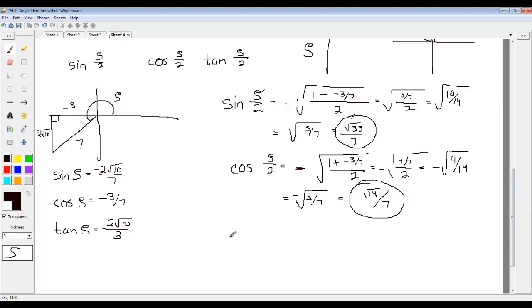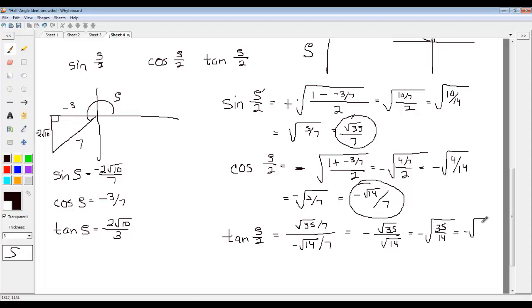And finally, the tangent of s over 2, we could just put sine over cosine. We could put square root of 35/7 over negative square root of 14/7. It's going to give us negative square root of 35 over square root of 14. If I go ahead and put that under one radical, I can do a little reducing and see if that makes it a little easier. Not really, kind of. So negative square root of 10 all over 2.